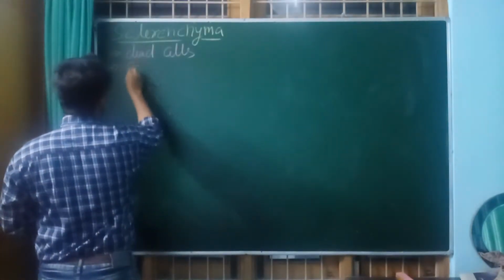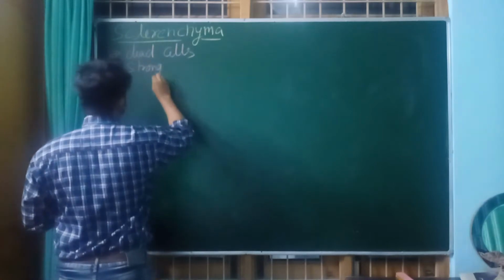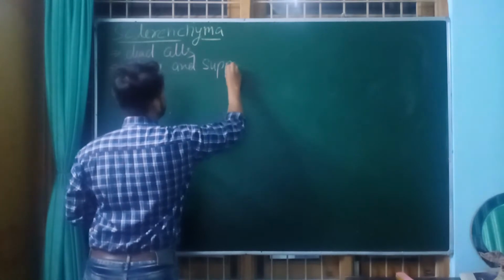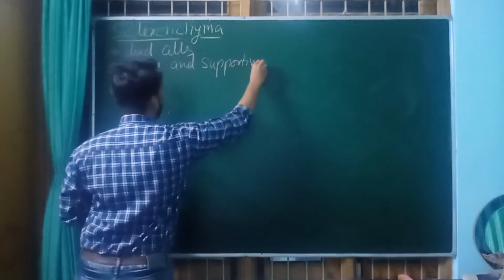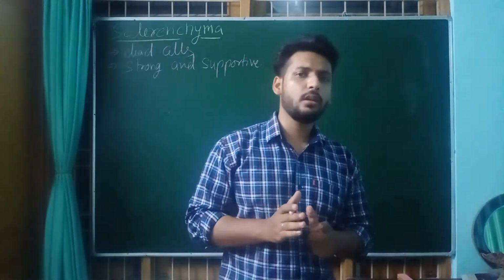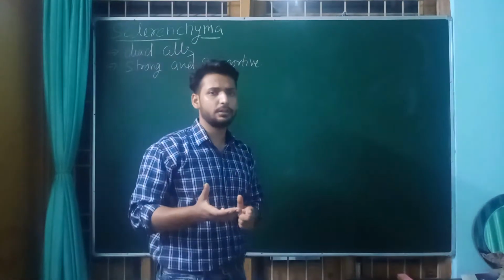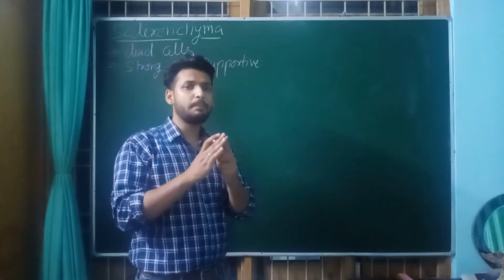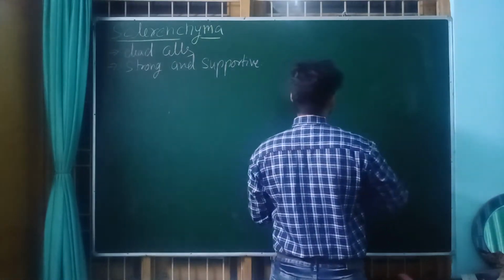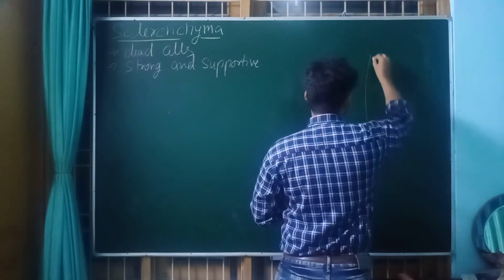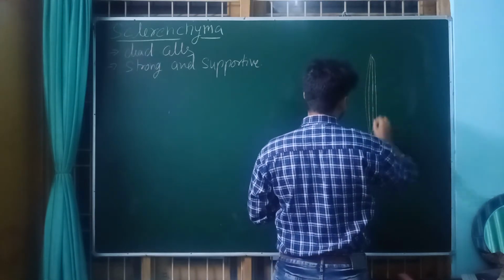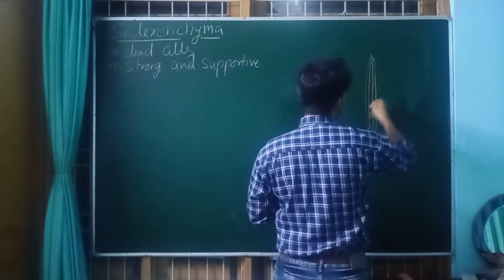So we can write here: strong and supportive. And these are made up of fiber-like structures. These cells are fiber-like and have tapering ends, like you can see here. It is somewhat like this.